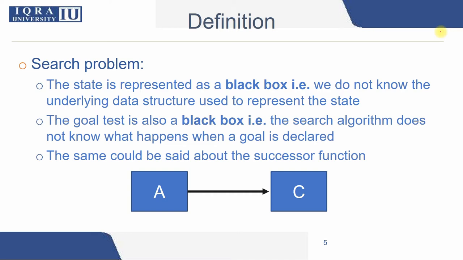You will remember, when we were discussing agents, that we have different representations of our states, and one of them is that our state is a black box. This is what we call the atomic representation, where we do not have any subdivisions of the current state.